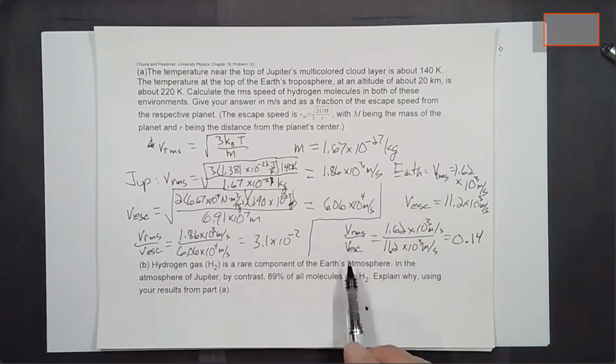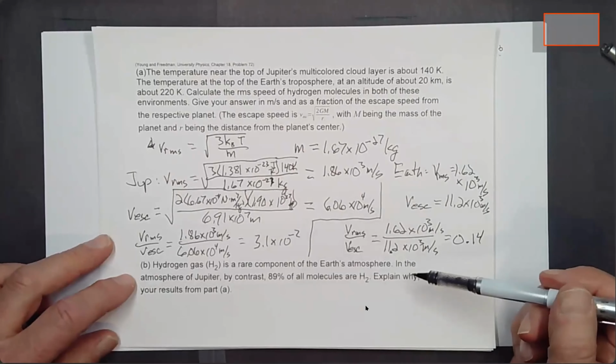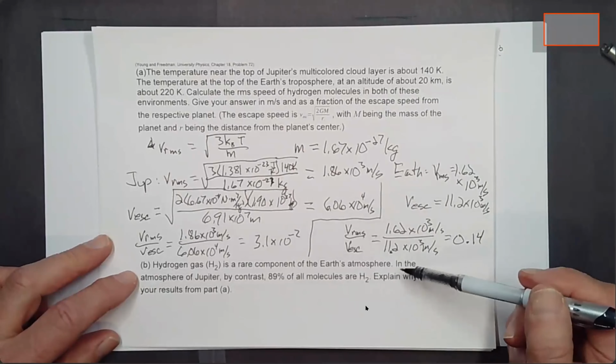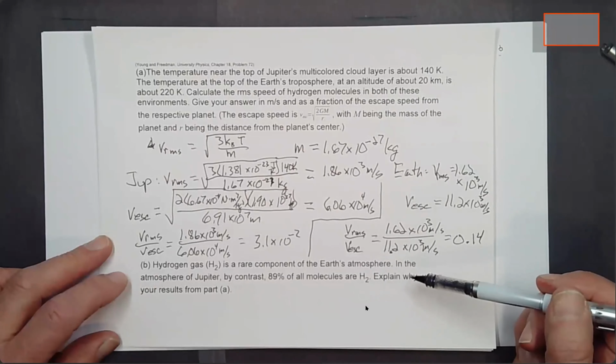And I get about 0.14. So the RMS speed is actually about 14% of the escape speed. Now, the reason this matters, and part B has to do with this, hydrogen gas is a rare component in the Earth's atmosphere.